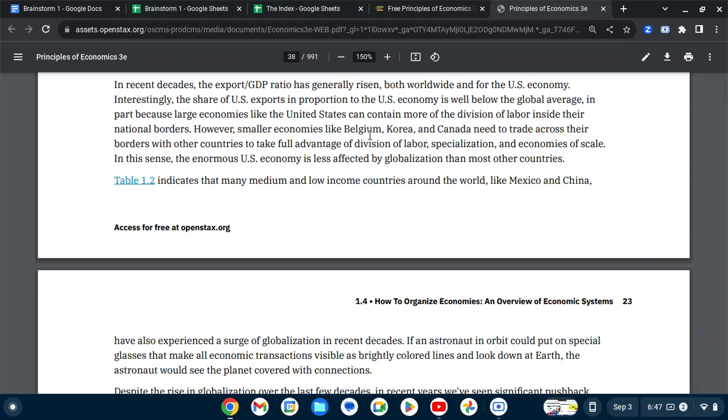Interestingly, the share of U.S. exports in proportion to the U.S. economy is well below the global average, in part because large economies like the United States can contain more of the division of labor inside their national borders. However, smaller economies like Belgium, Korea, and Canada need to trade across their borders with other countries to take full advantage of division of labor, specialization, and economies of scale. In this sense, the enormous U.S. economy is less affected by globalization than most other countries.